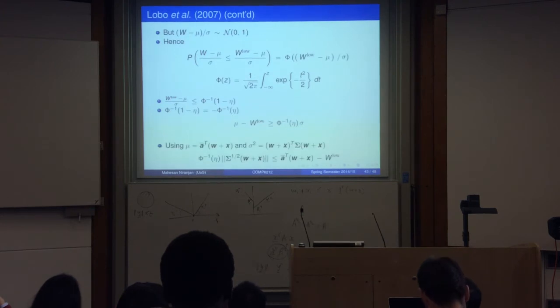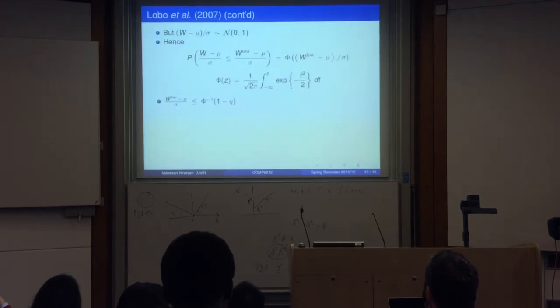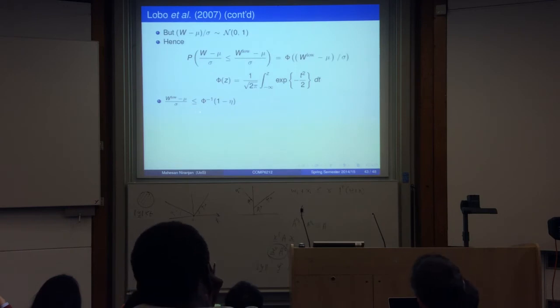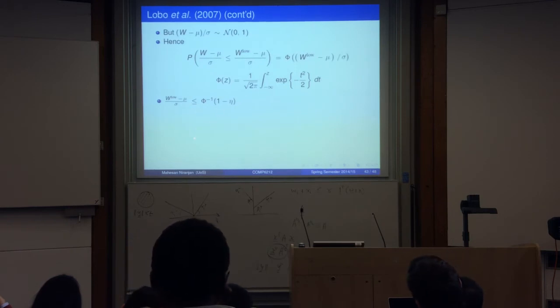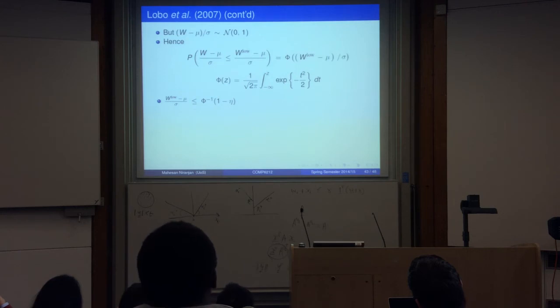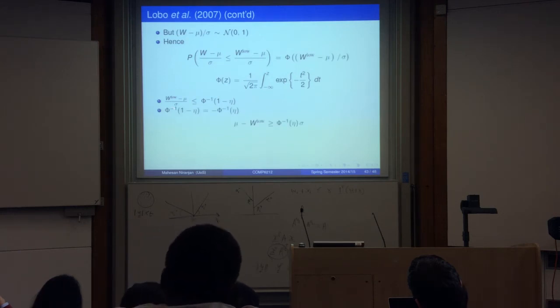So I drew a picture for that. I can rewrite the condition that I had in the previous step as: this scaled variable should be smaller than the inverse of this function evaluated at 1 minus eta, which is the threshold that I'm setting. The next step is to look at this argument: the inverse of this function at 1 minus eta is minus the inverse of it at eta.